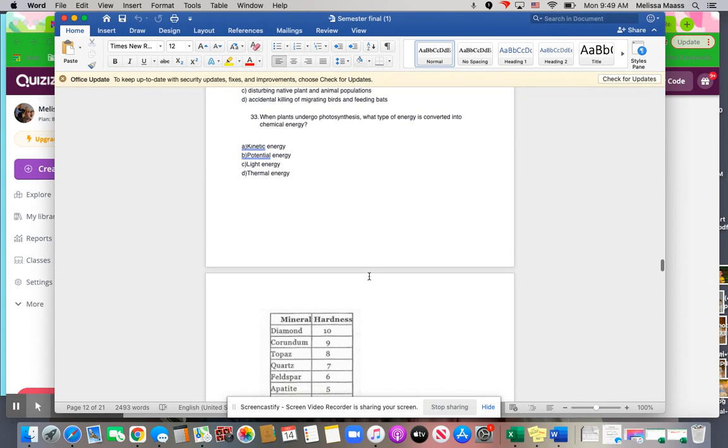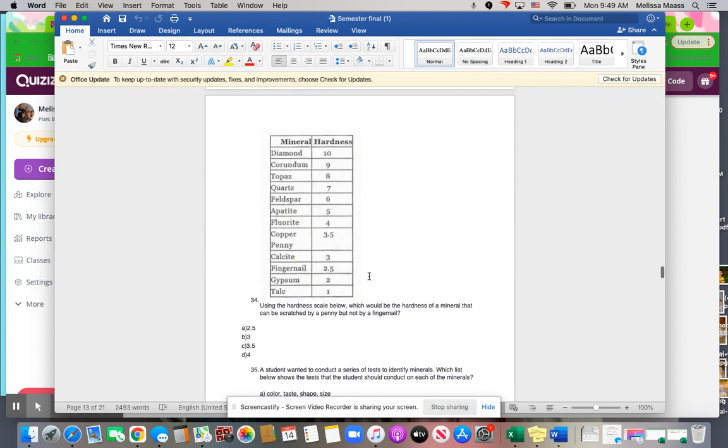So now we move on to 34. We have obviously Mohs hardness scale here. So using the hardness scale above, not below, but above, which would be the hardness of a mineral that can be scratched by a penny, but not by a fingernail?